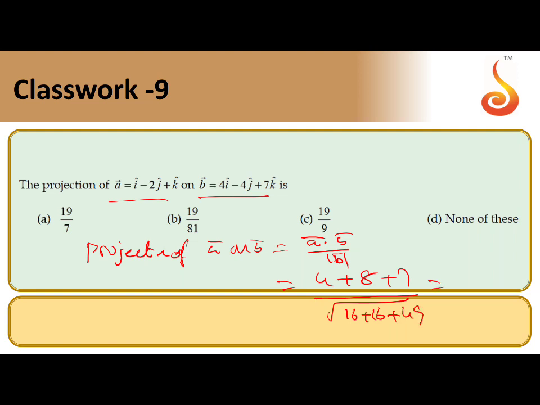So the answer will be what here? 4 minus 8 plus 7 is 19 by root 81. So root 81 is 9. 19 by 9 is the answer. Which option? Option C is matching.